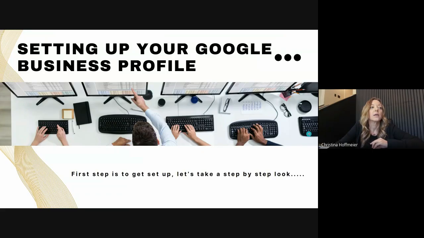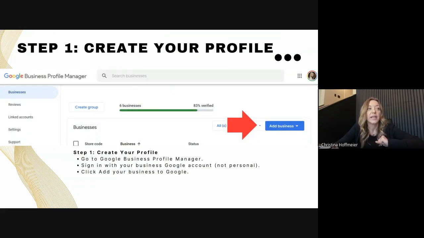All right. So step number one is to create your profile. You want to go to Google Business Profile Manager. You can Google search it. That's the beauty of Google. Sign in with your business Google account. If you don't have one, you're going to go ahead and create one now. It's very, very easy to do, with some basic information like you'd provide to sign up for anything else. So go ahead and navigate over to Google Business Profile Manager and then either sign in or sign up for a user account. It doesn't cost you anything.